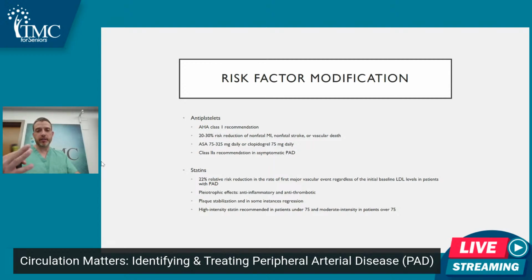The recommendations, 75 to 325 milligrams daily. That's kind of a mixture between European and American guidelines. Really, in America, our baby aspirin's at 81 milligrams a day. And that alone, just a baby aspirin once a day, if you're diagnosed with PAD, it's really recommended to be on one of those. Or in some circumstances, Plavix, which is clopidogrel.